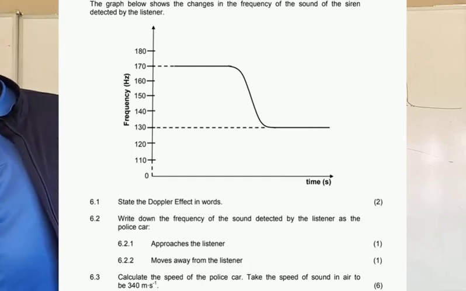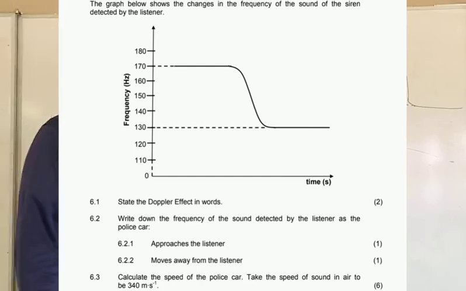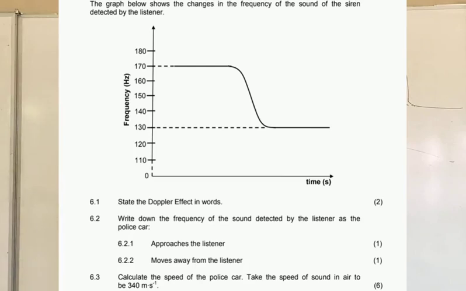You can see that we are given a situation where the car is approaching the listener, then that very same car passes the listener and moves away. That's what we have. Then the first question, 6.1, it says state Doppler's effect.